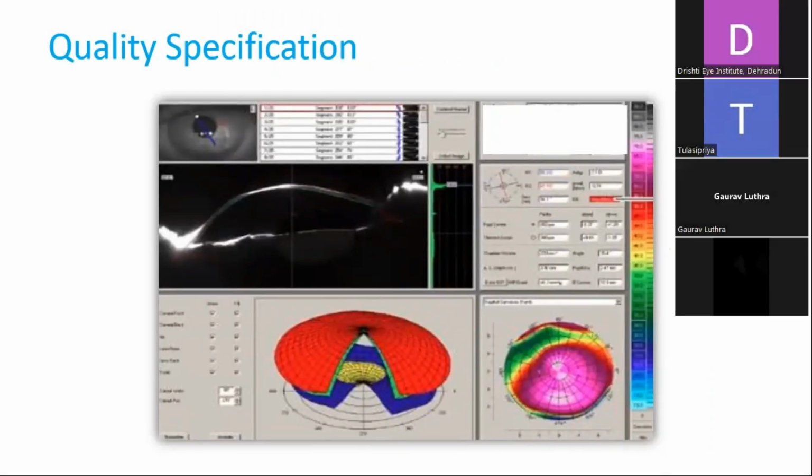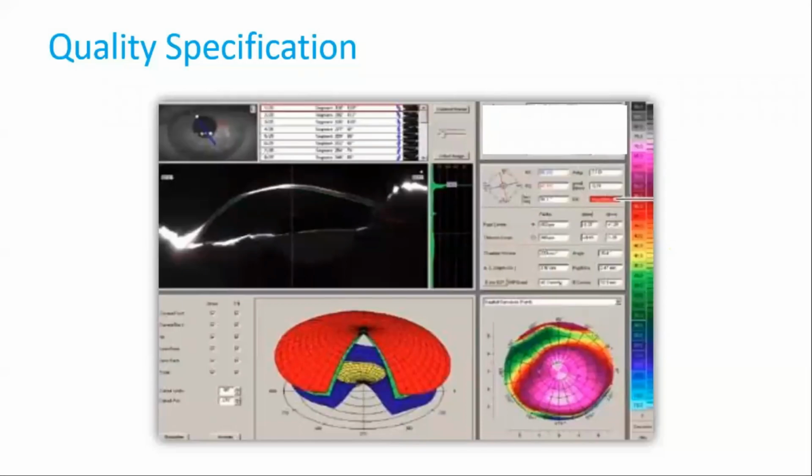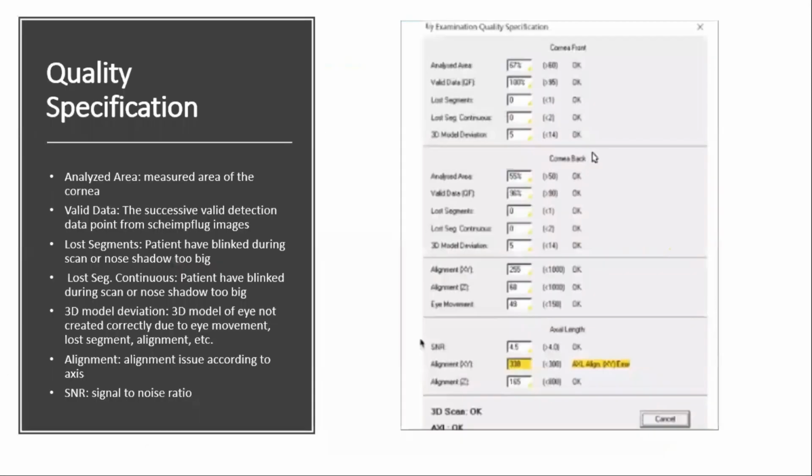So focus on the QS symbol. If the QS is okay, then there is no need to repeat the scan. But if it's red, then click on the QS button. The following dialog box appears, and we have to check the reasons for the faults. It gives details of the errors like inadequate corneal exposure, frequent blinking, shadow or head or eye movement, alignment issues, and also signal to noise ratio problems. Then we can repeat the scan, correcting the error which is indicated here.